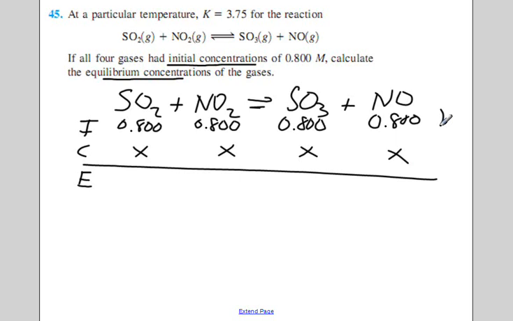And the reason that's a problem is because we don't know the direction the reaction shifts. So because there are no zeros initially, we don't know the direction. We don't know which way the reaction shifts.